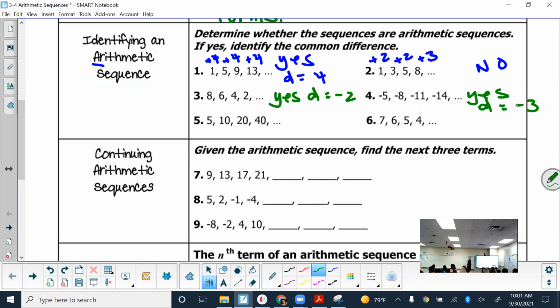Is number 5? No. It's not an arithmetic sequence. Because what's the difference between 5 and 10? 5. And 10 and 20? 10. So that right there, it not being consistent, I already know that it's not an arithmetic sequence. Is there a pattern going on though? Yeah. What's the pattern? It's going by 5.